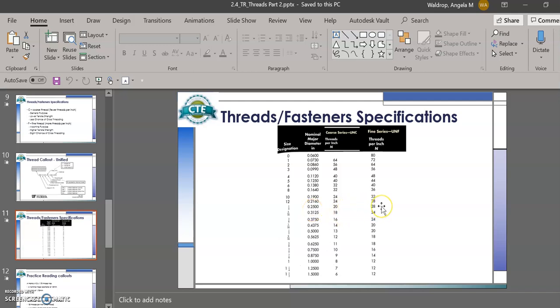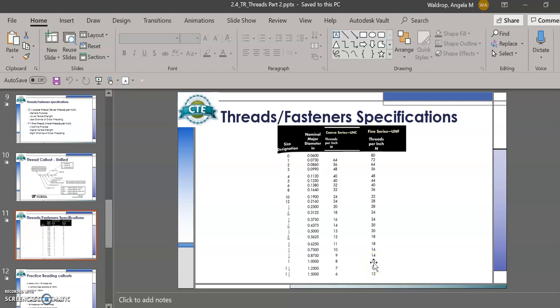The other 2 columns are for either the coarse or the fine threads. You're going to use one or the other, not both. So for a 3/4 inch screw, if you take a look at this right here, okay, it's 0.75 inches. And if you use a coarse thread, you're going to have 10 threads per inch. For a 3/4 inch fine thread screw, you will have 16 threads per inch here.